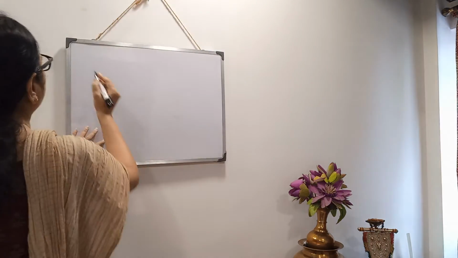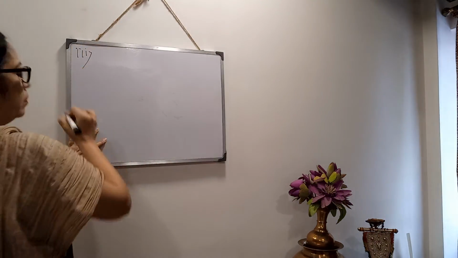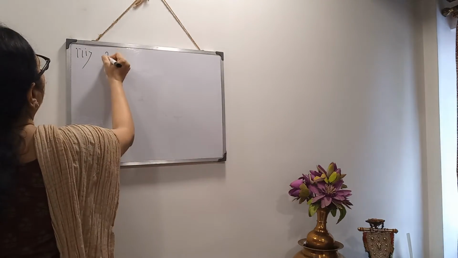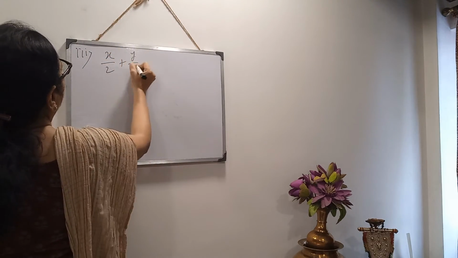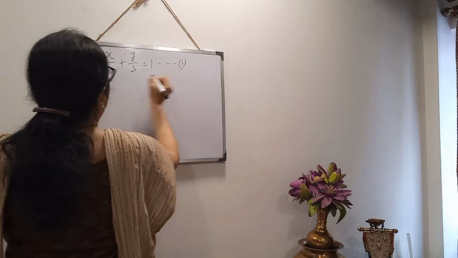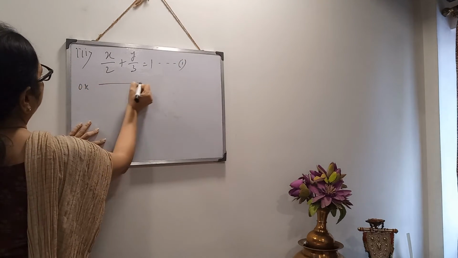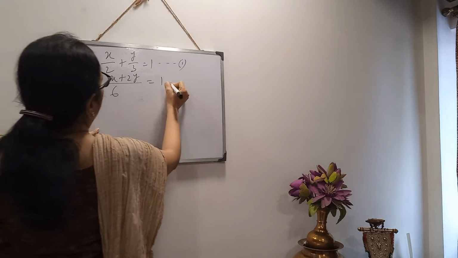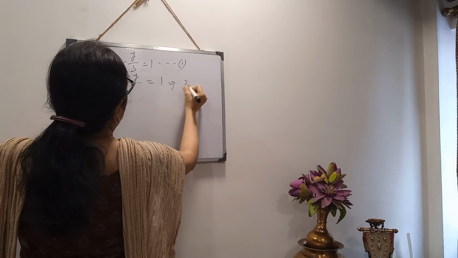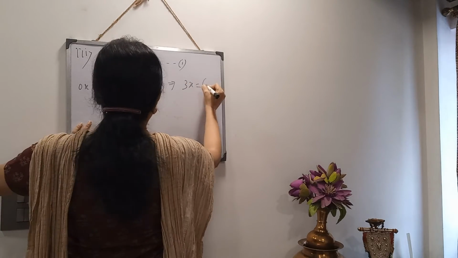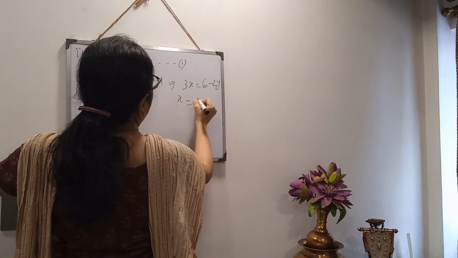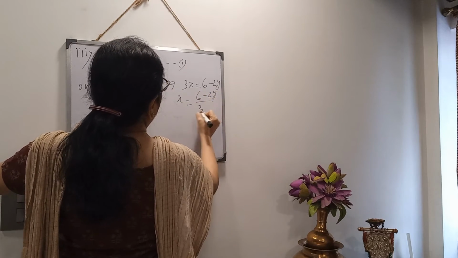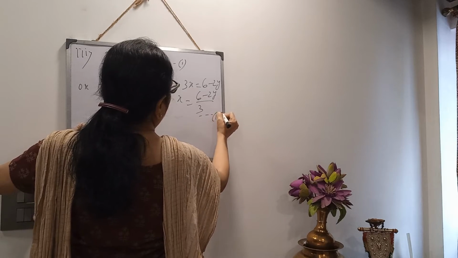Now I am trying sum number 3. x by 2 plus y by 3 equals 1. This is my equation number 1. From here I will write x equals what? One thing you can do, you can take the LCM. So it becomes 3x plus 2y equals 6. So 3x is 6 minus 2y. Therefore x is (6 minus 2y) by 3. This is my equation number 3.